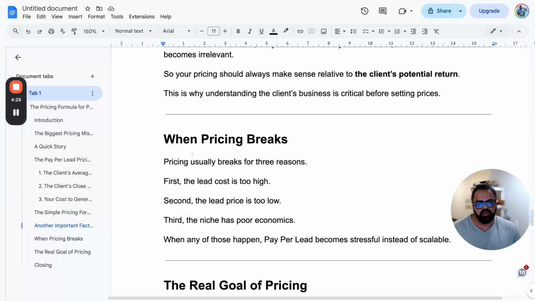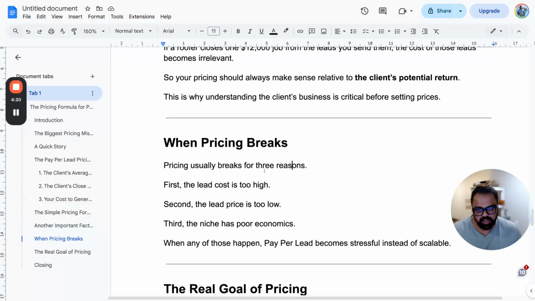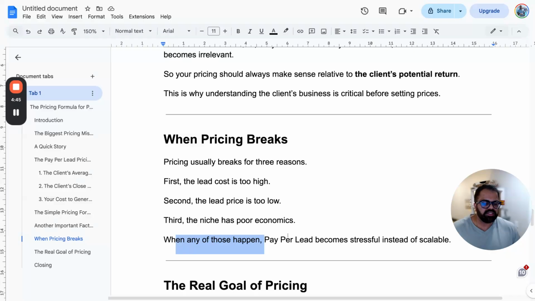And also, when does pricing break? Pricing usually breaks for three reasons. First, the lead cost is too high. Second, the lead price is too low. Third, the niche has poor economics. When any of this happens, pay per lead becomes stressful instead of scalable.